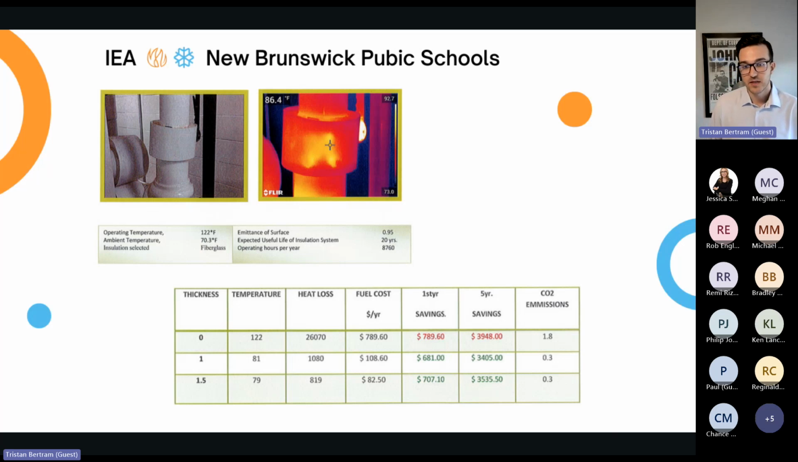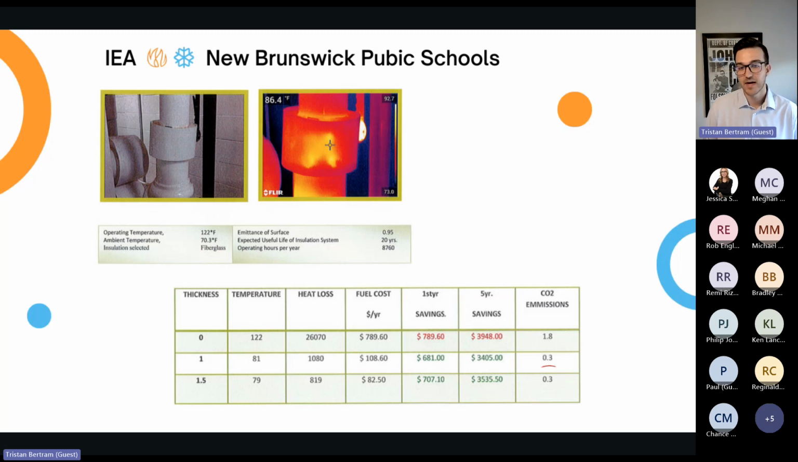So here's another example of an under-insulated spot showing a significant thermal leak. Due to efficiency loss and increased fuel consumption, this thermal leak generates 1.8 metric tons of unnecessary CO2 per year. The operation of this under-insulated spot incurs a cost of $790 per year. And by correctly insulating it with 1.5 inches of fiberglass, the operating cost drops to $83 annually, providing a five-year savings of $3,500. So although the spot was previously insulated, it was done so incorrectly. Upgrading the insulation system reduces the annual CO2 emissions by 1.5 metric tons. Again, that's an 83% reduction in carbon emissions.